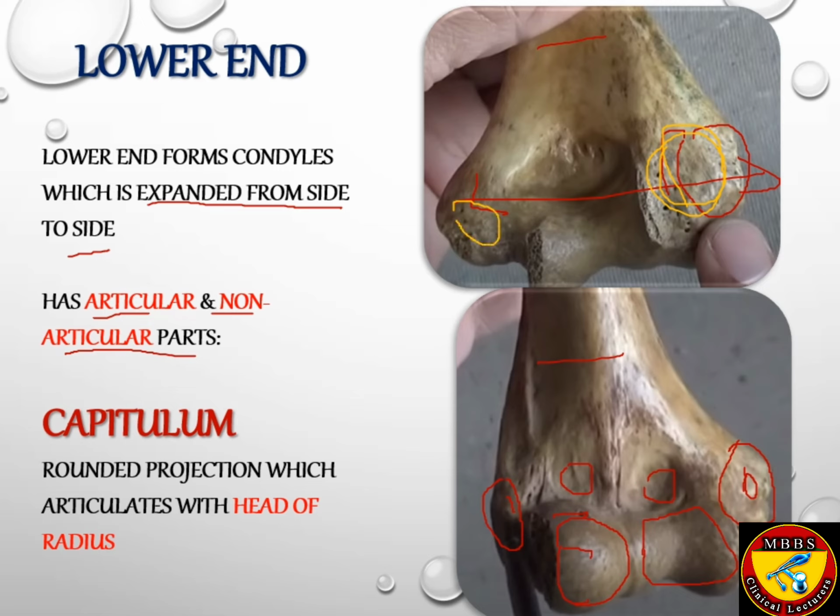This fossa is non-articular. So, only these two parts are articular. Rest of the anterior and posterior part are non-articular. This is articular posteriorly and these two are articular anteriorly, capitulum and trochlea.